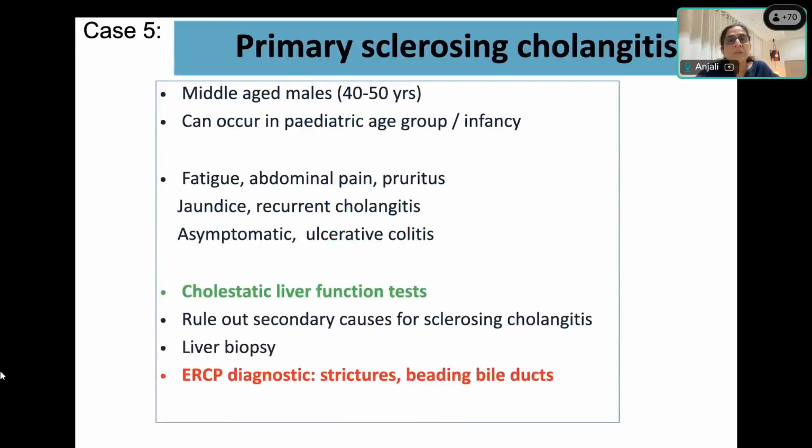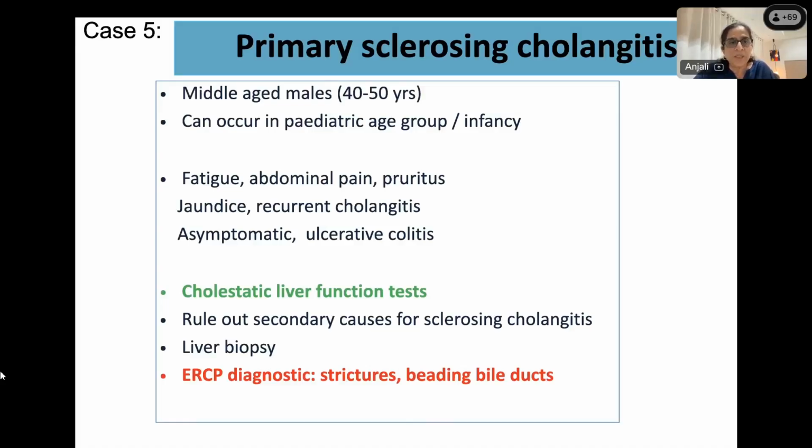So coming to the last, that is primary sclerosing cholangitis, in which extrahepatic or the larger bile ducts get affected. In primary biliary cirrhosis, small to medium-sized bile ducts get affected, while in PSC, larger bile ducts or sometimes extrahepatic bile ducts get affected. This is usually seen in 40 to 50 years. However, you can have primary sclerosing cholangitis even in the pediatric age group or even in infancy.